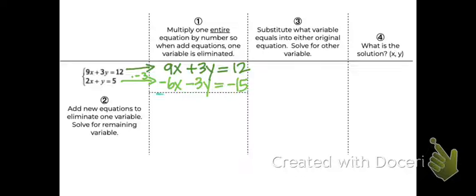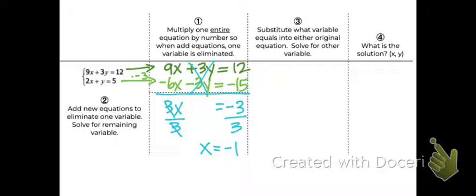Now, if we add these two equations together, we have 9x minus 6x is 3x, and the y's are eliminated. 3y minus 3y is 0. And then 12 minus 15 is negative 3. Now we have an equation that we can solve because there's only one variable. So if we divide both sides by 3, we see that x is negative 1, which is part of our solution.